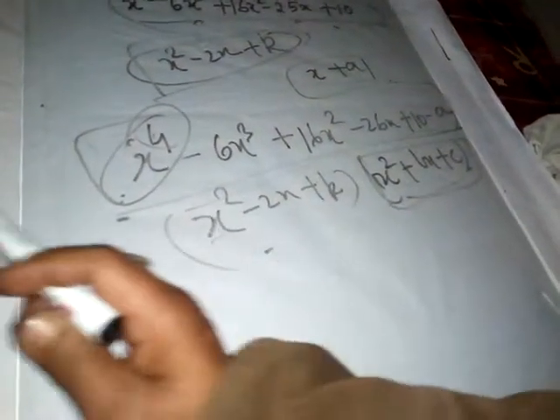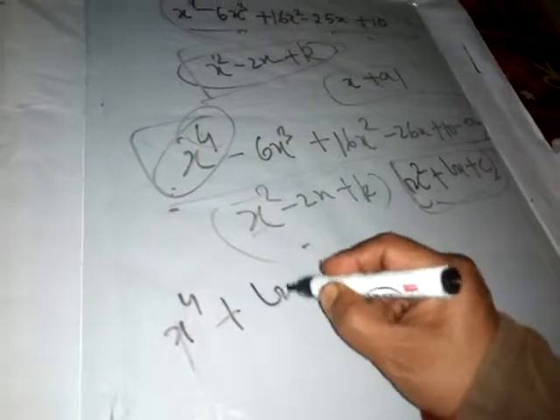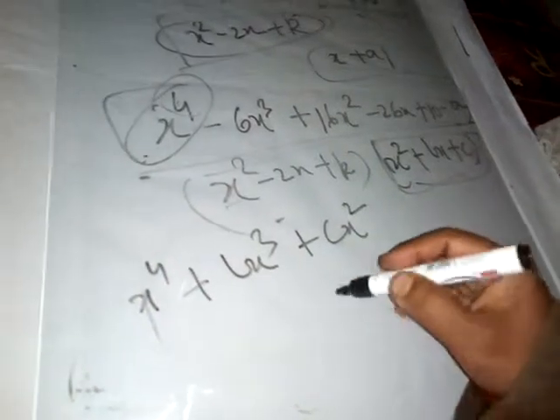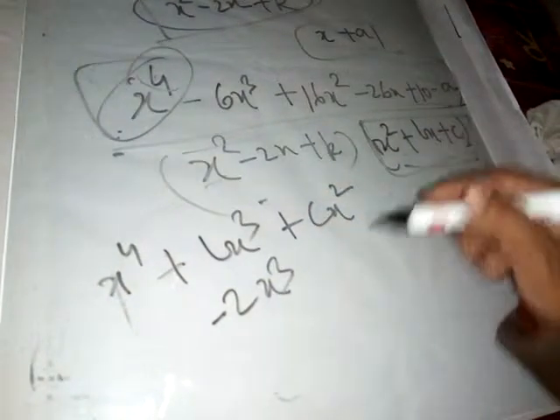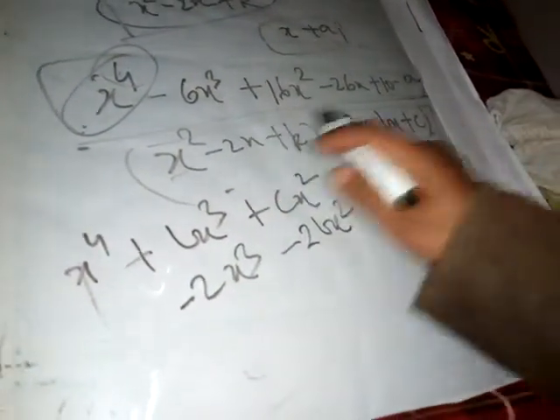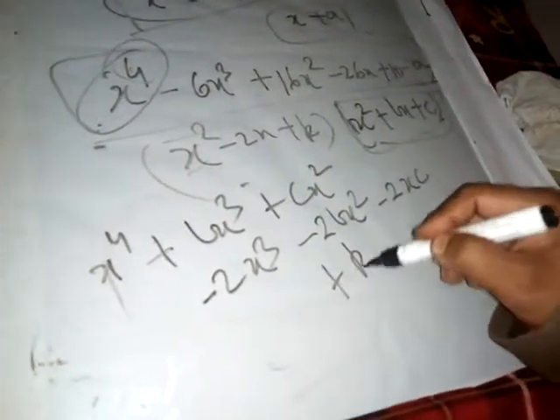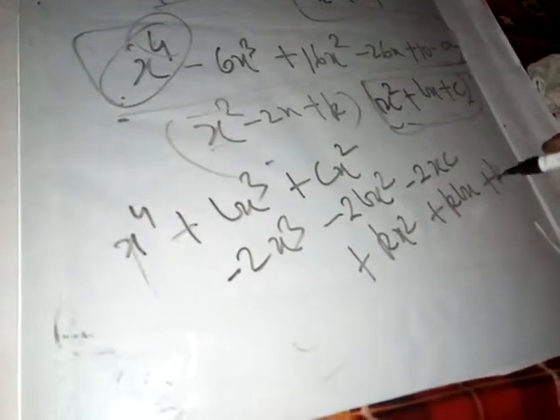Now we are going to multiply these two term by term and then just compare the values. So x square into x square is going to give you x to the power 4, no doubt about that. This one is going to give you bx cube. This one is going to give you cx square. This is going to give you minus 2x cube, minus 2bx square, minus 2xc, plus kx square, plus kbx, and plus k into c.